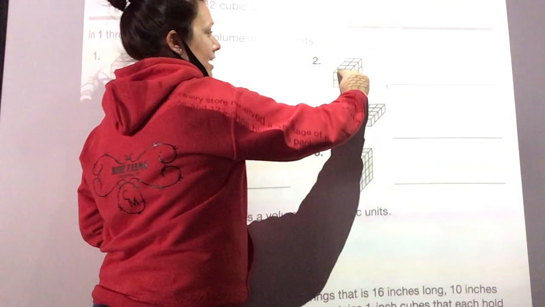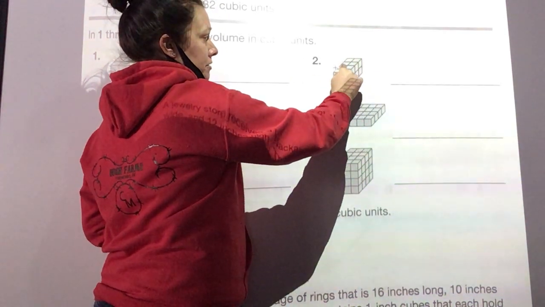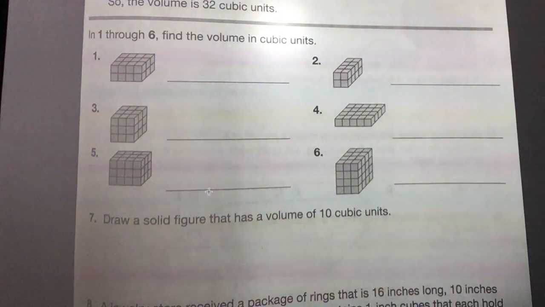You could look at the top layer. How many do I see when I look at this top layer? 1, 2, 3, 4, 5, 6, 7, 8. And how many layers do I have? 2. So 8 times 2. Or if you wanted to look at this front view right here, how many do you see? 4. And if I go back to see how many layers, 1, 2, 3, 4. 4 times 4 is? Do I get the same answer? Yeah. It just depends on your preference of viewing it.